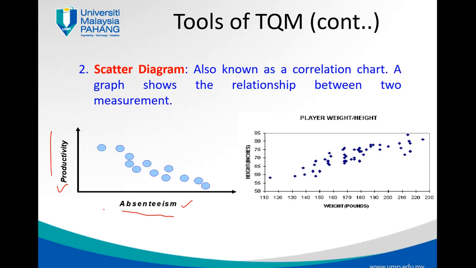So in general, if we look at this scatter diagram, we can say that the higher absenteeism here will affect lower productivity. So this is the scatter diagram.